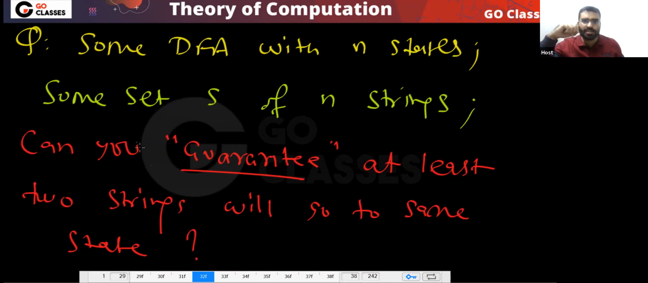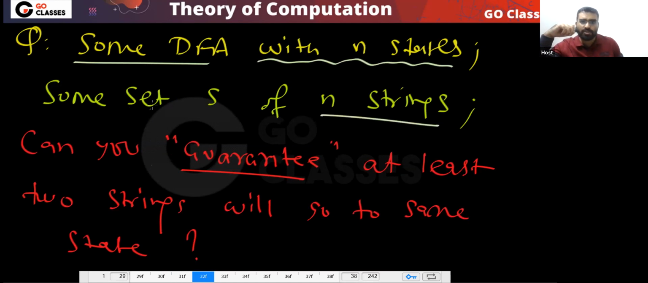Yeah, so let's see this. Some DFA you have, and I don't have the information of the DFA. Some DFA with n states, and some set of strings. Can you guarantee? No, you cannot guarantee, right? The answer is no. You cannot guarantee.